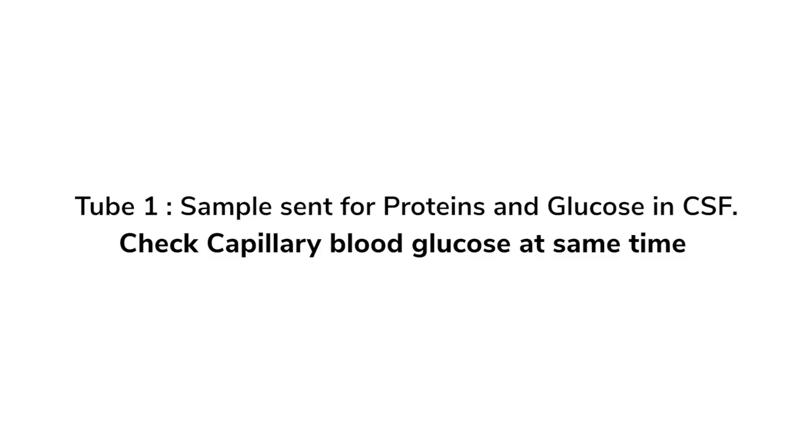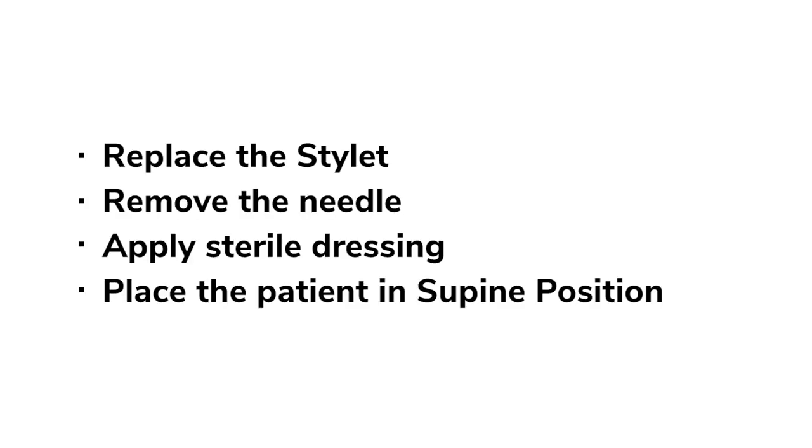In the first test tube, you would be sending the sample for protein and glucose estimation. In the second test tube, you will be sending the sample for gram stain and culture to the microbiology department. And in the third test tube, you would be checking out the cell count and the differential count in the CSF. Once the sample has been taken, you will replace the stylet, remove the needle, apply a sterile dressing, and then subsequently place the patient in a supine position.